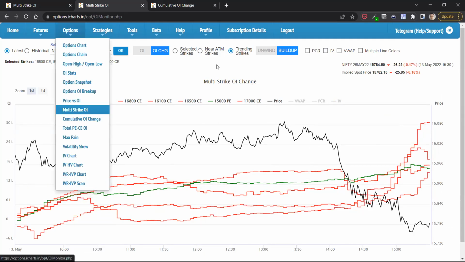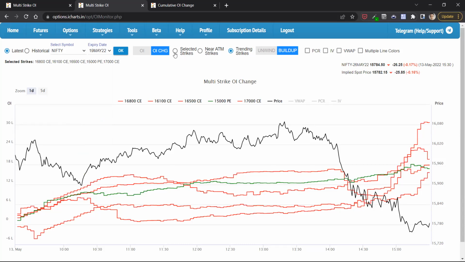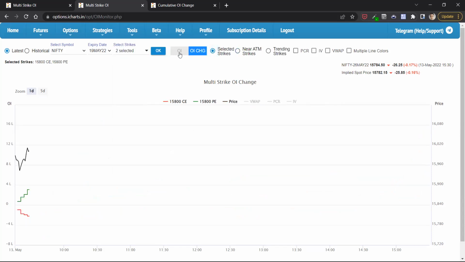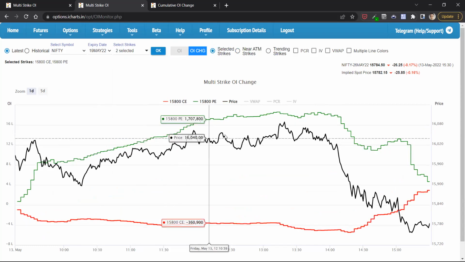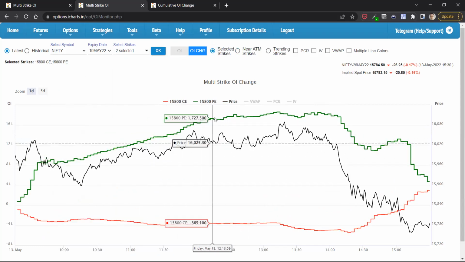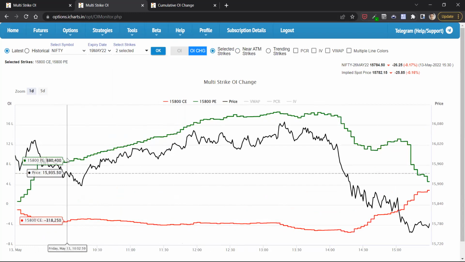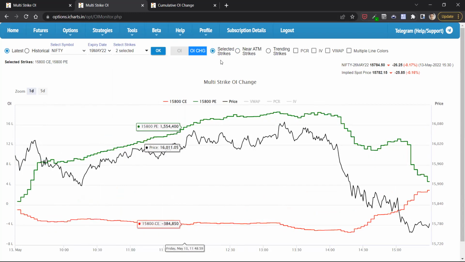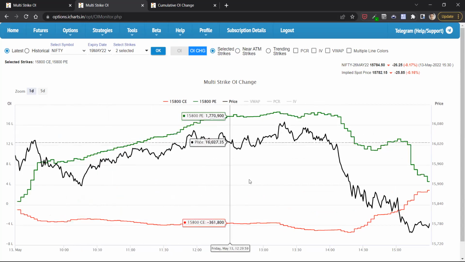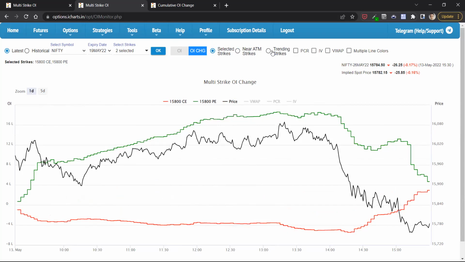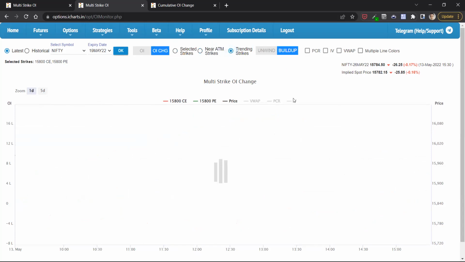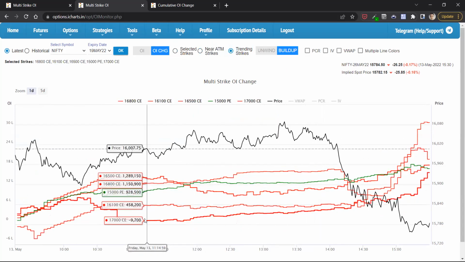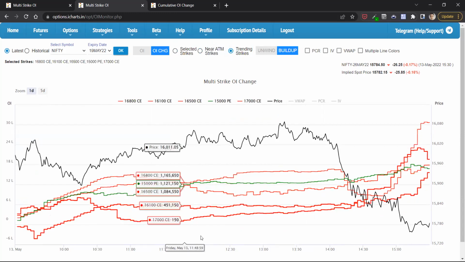In multi-strike OI, you can select whatever strikes you want to select, only these two. If you select only these two, then only those two are shown. Now, this is not combined OI change or anything. This is only single strike OI change. Similarly, you can select many more, view multiple lines, or you can select near ATM strikes, whichever are close to the ATM strike, or you can select trending strikes. Now, trending strikes will give you a dynamic picture.